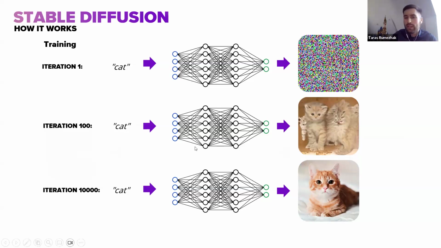After iteration 100, for example, those are real experiments by the way, we started seeing something more or less similar to the cat. And after 10,000 iterations, we can see a cute cat, a high quality image.